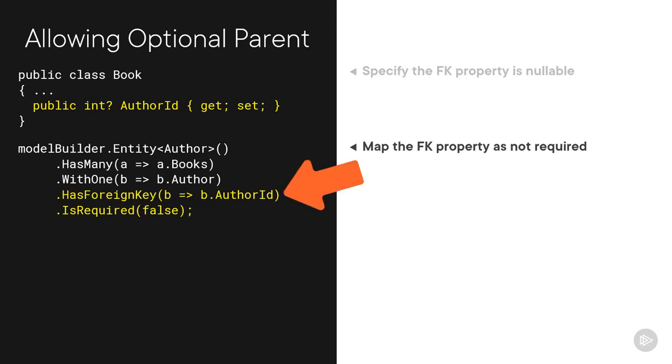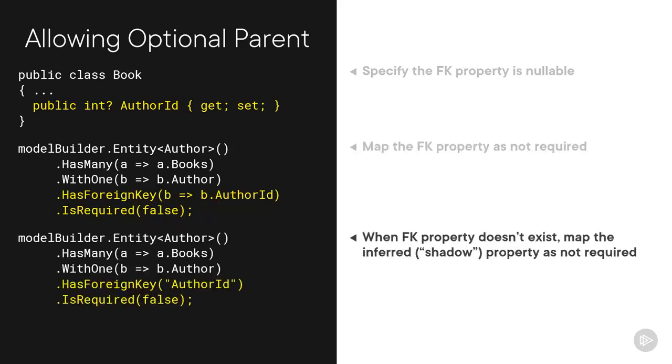This time, I'm using HasForeignKey and passing in a lambda of the foreign key property that it already knows about. So I'm not telling it anything new there, but I can then compose on top of HasForeignKey with the IsRequired method and pass in false. And that was easy to do because the author ID property exists in the book class. But what if I wasn't using the property? I can still achieve that using a string to reference that inferred author ID property that's in the data model. That's what this last bit of code is doing.